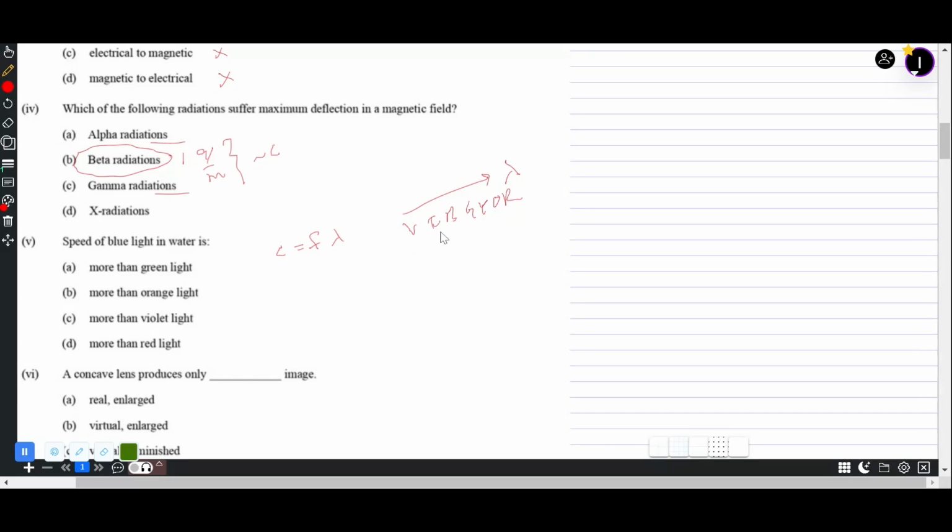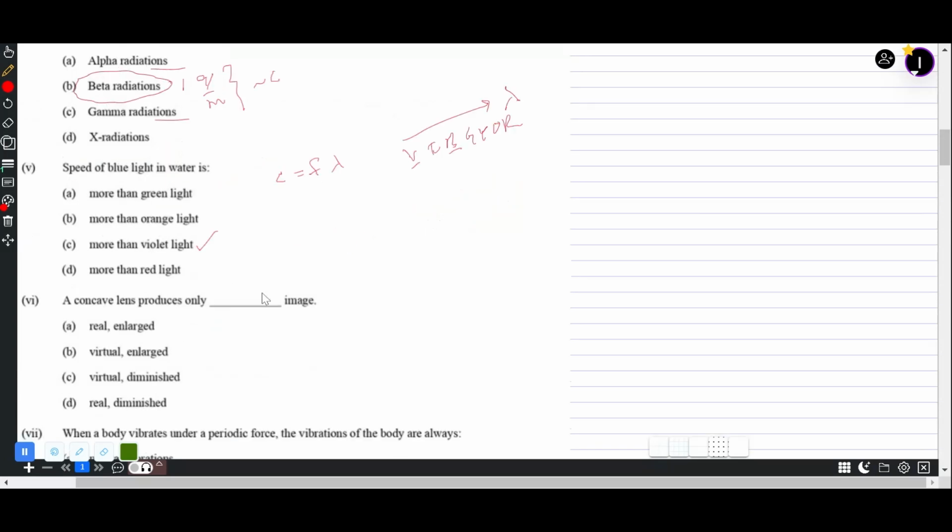The speed of blue light in water is more than orange, green, violet, or you tell me. What is the right answer? More than violet light, because violet has a lesser wavelength and the speed of light is frequency into lambda, which is the wavelength.